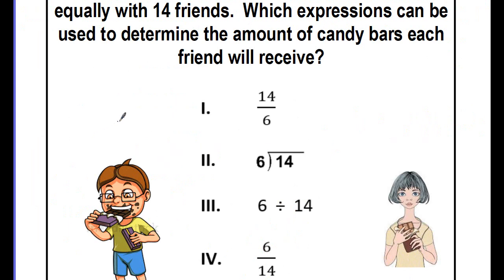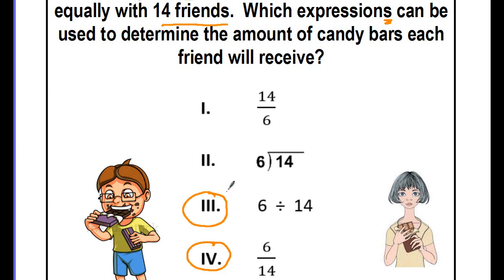Okay, go ahead and pause the video. Well, before you pause it, let me read the problem. Allie has 6 candy bars that she wants to share equally with 14 friends. Which expressions, remember it's plural here, so there could be more than one answer, which expressions can be used to determine the amount of candy bars each friend will receive? Go ahead and pause the video, solve the problem. When you're done, come back and check your answer.